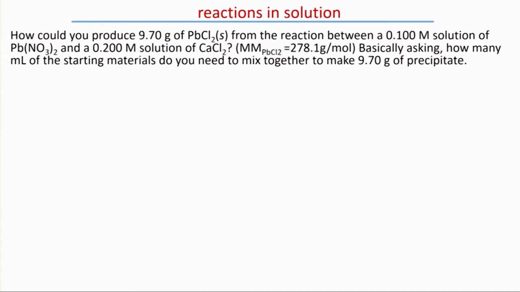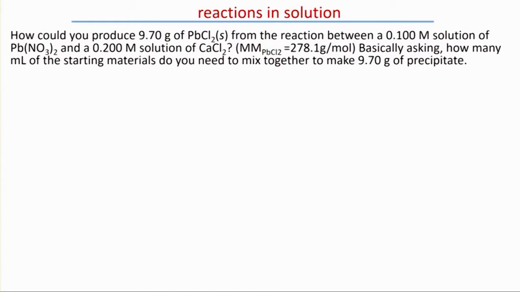I would name it lead II chloride. All right, that's review. We are trying to produce a certain amount of lead II chloride, and our reactants, it looks like, are lead II nitrate and calcium chloride. We are given a concentration of both of the starting reactants, and we're asking for how many milliliters of those starting materials we need to add, when we mix them, to make a precipitate. We want to make 9.7 grams of it.